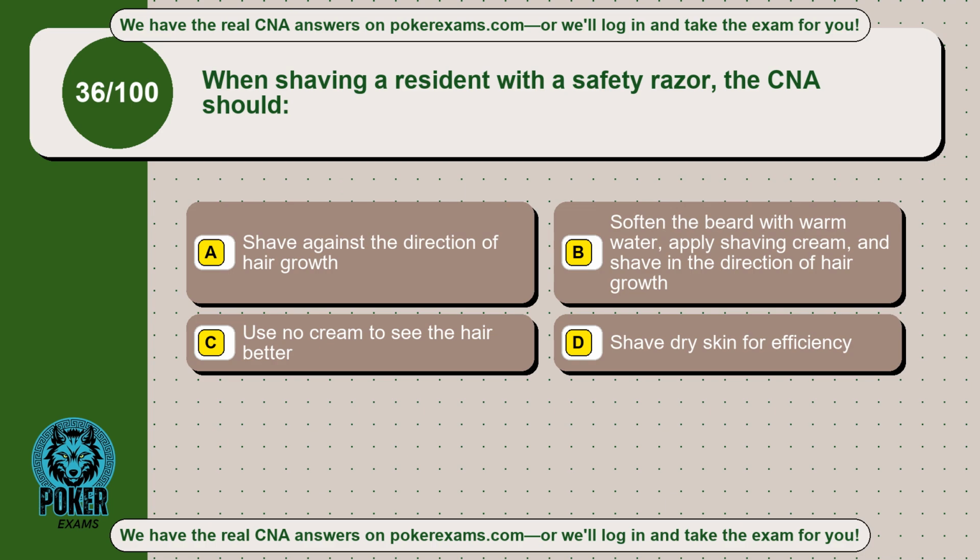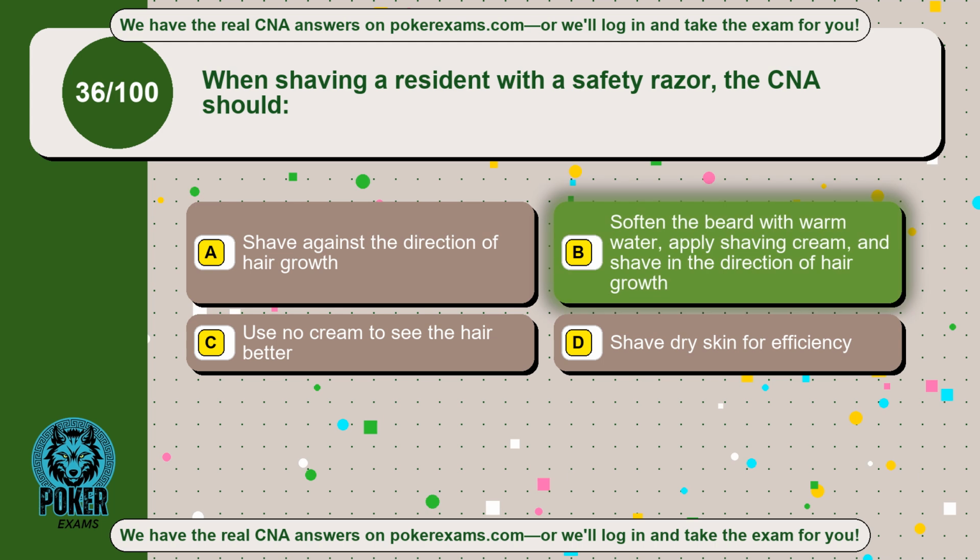Question 36. When shaving a resident with a safety razor, the CNA should. Option A, shave against the direction of hair growth. Option B, soften the beard with warm water, apply shaving cream, and shave in the direction of hair growth. Option C, use no cream to see the hair better. Option D, shave dry skin for efficiency.